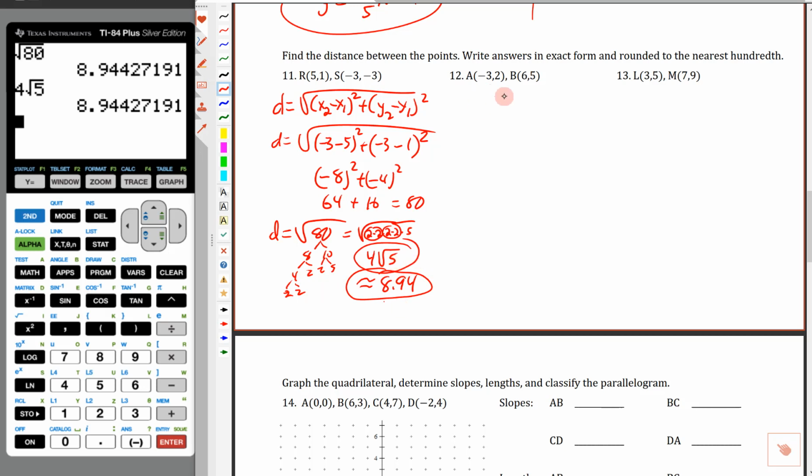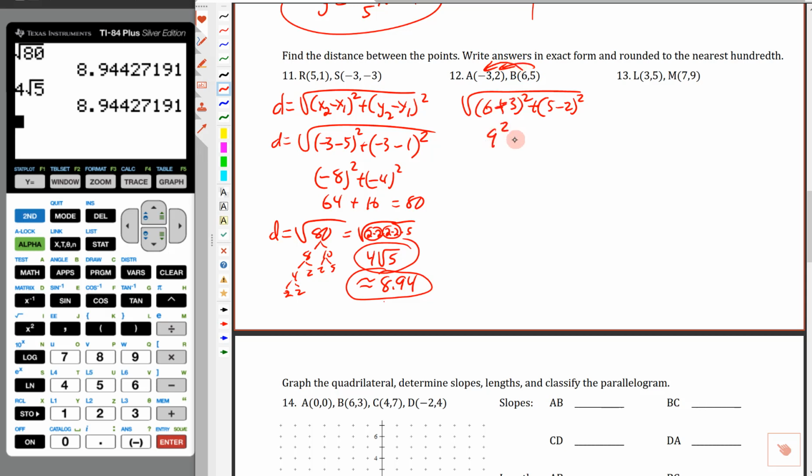So let's go ahead and do this one. We'll see if we can speed this up just a little bit. So we're going to do a big square root, and we're going to do x2 minus x1, quantity squared. We're going to do y2 minus y1, quantity squared. And again, if you wanted to write these arrows right here, so you made sure you kept them straight, that would be great. So I'm going to put a plus right here.